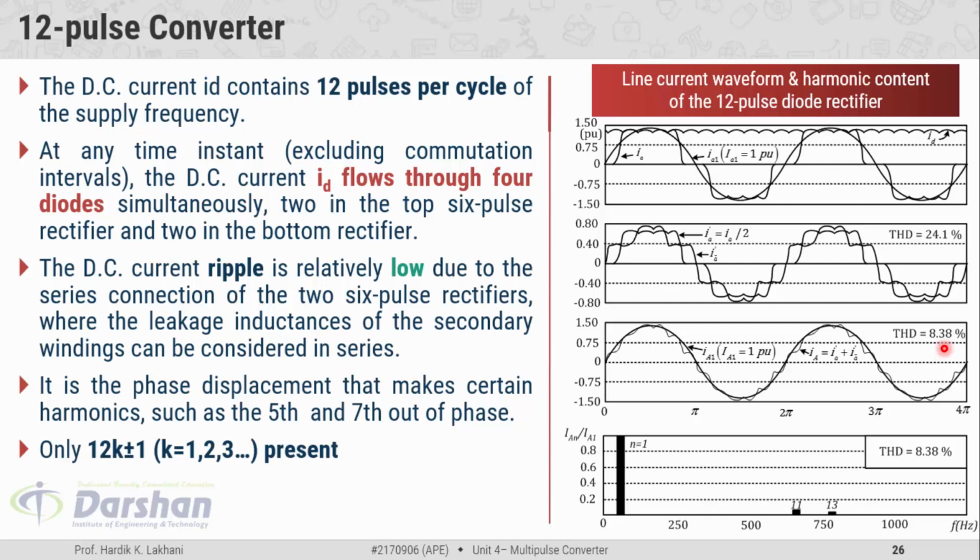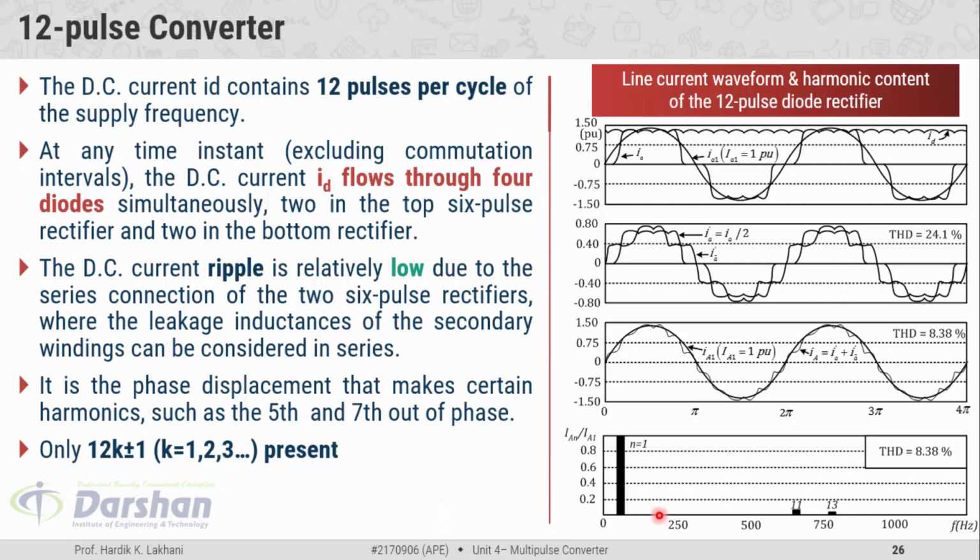By substituting K equal to 1, 12 into 1 is 12, 12 minus 1 is 11, so the 11th order harmonic is present. Then 12 plus 1 is 13, so the 13th order harmonic is present. For K equal to 2, we get 23 and 25. So only these orders of harmonics are present in the line current, and the remaining harmonics do not get produced in the line current because of this working of the multipulse converter.